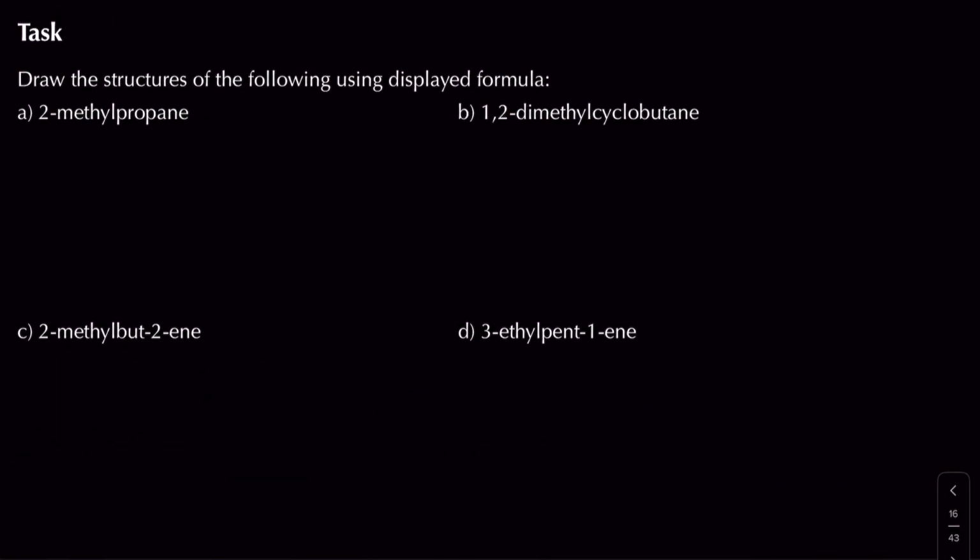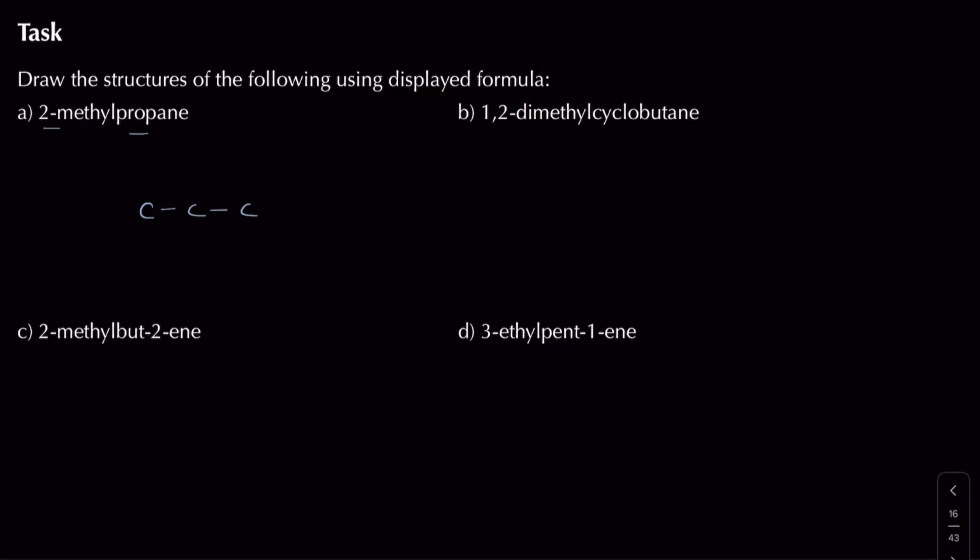Now of course I've got a task for you to try. Feel free again to pause the video, have a go at the following, and resume once you're ready to go over the answer. So yeah, the first one, we've got methyl propane. That's 3 carbon atoms there. So I'm going to have 1, 2, 3 carbon atoms like that.